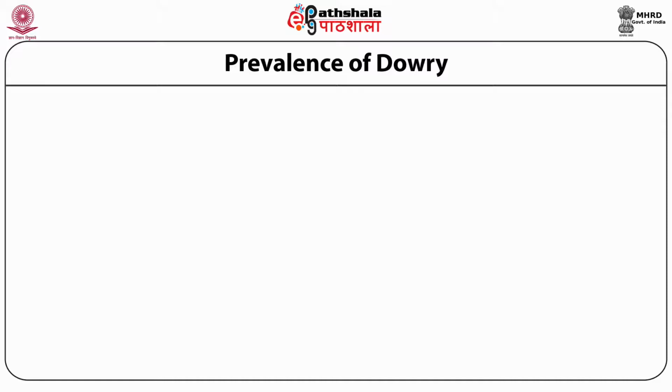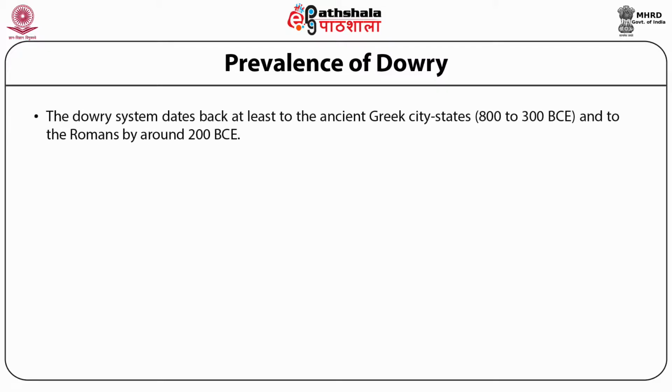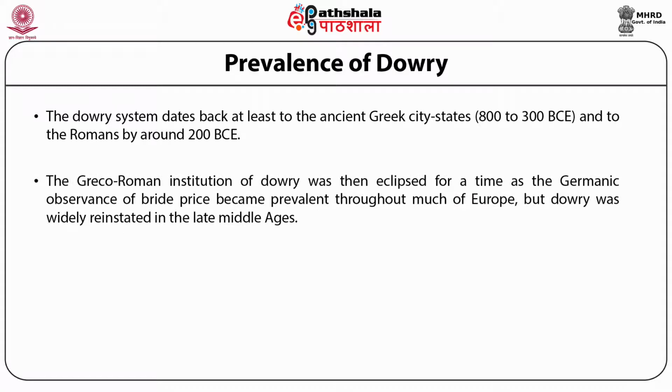Now, let me come to the dowry. The dowry system dates back at least to the ancient Greek city states, 800 to 300 BC, and to the Romans by around 200 BC. So, the history of dowry is very old. In Greece, the Roman institution of dowry was then eclipsed for a time as the Germanic observance of bride price became prevalent throughout much of Europe.